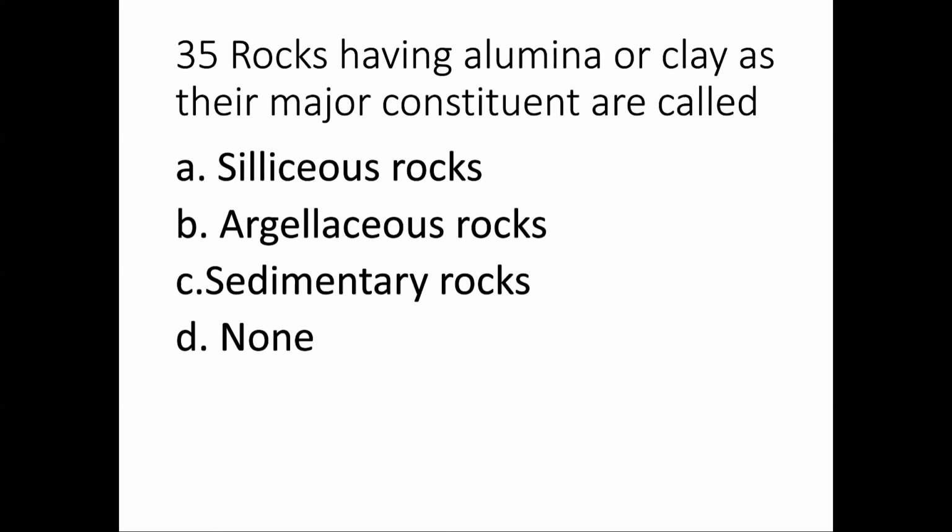Next question. Rocks having alumina or clay as their major constituents are called A, siliceous rocks, B, argillaceous rocks, C, sedimentary rocks, D, none. Answer is B, argillaceous rocks. Argillaceous rocks are having alumina or clay as their major constituent.